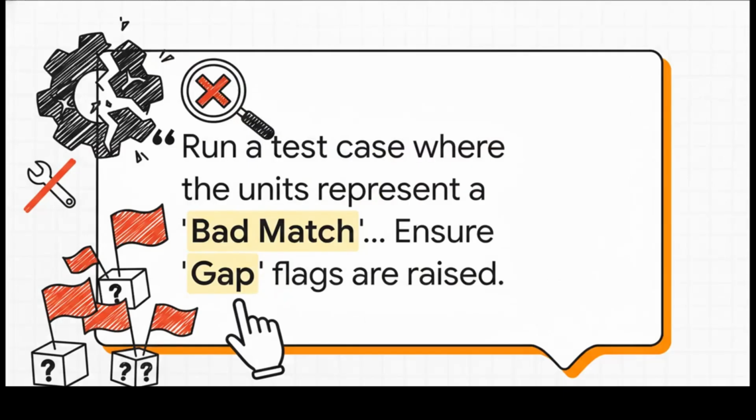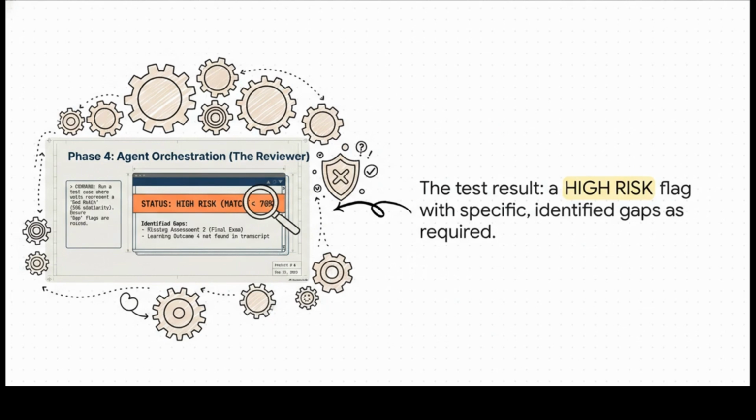Okay, so you think the coder did its job right, but how do you know? You try to break it. On purpose. Here, a human gives a direct command to the reviewer agent, saying, hey, run a test case for a bad match. Make sure the gap flags get raised. This isn't just about checking if it works, it's about proving that it fails in exactly the right way.